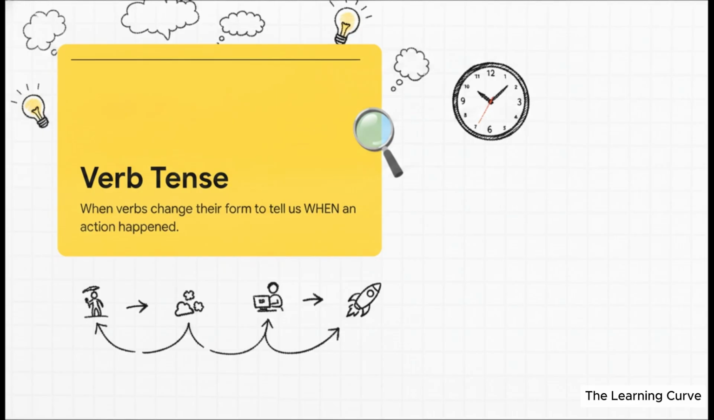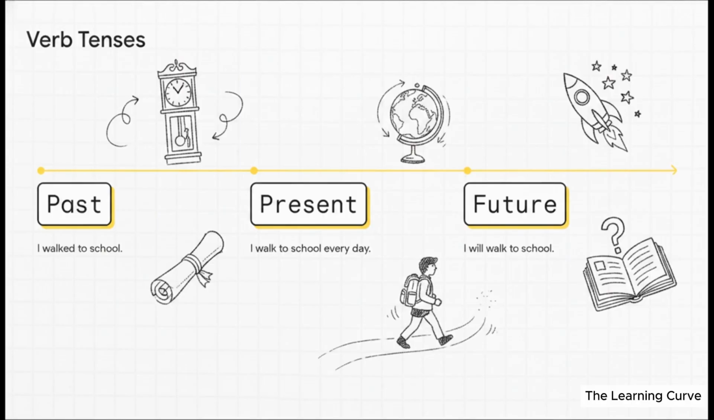By slightly altering the spelling or form of a verb, we are basically teleporting the action to a completely different moment in history, or into the future. Let's map out exactly how this time travel works. Before now, in the past, I walked to school. The action is totally settled in history. Happening now or regularly, I walk to school. It's an active, steady, ongoing reality. And finally, looking ahead with anticipation, tomorrow I will walk to school.